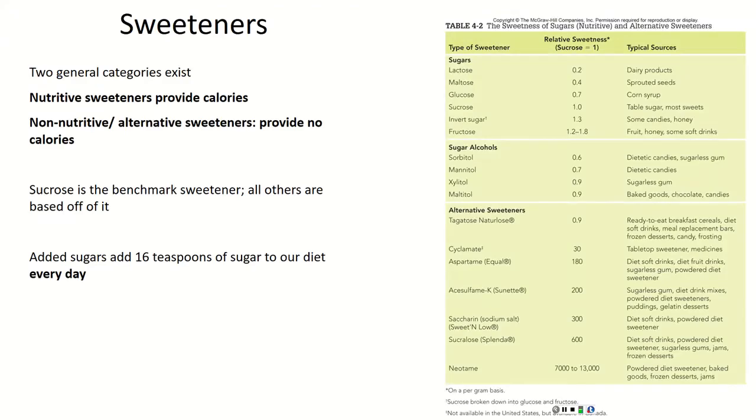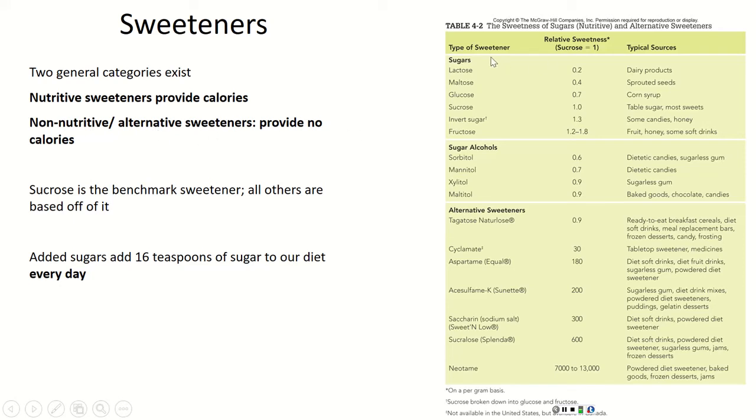So now that we've given a little bit of a review as far as what these monosaccharides, disaccharides, and the importance of carbohydrates in our diet are, I wanted to go through sweeteners for a few minutes. So there's two general categories of sweeteners. There's the nutritive sweeteners. Nutritive sweeteners provide calories. And then your non-nutritive or alternative sweeteners, as they're sometimes called in media, these provide no calories.